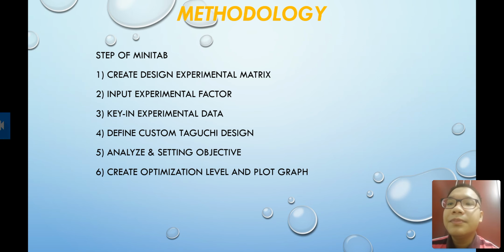Okay, these are the steps in Minitab. First, create the design of experiment matrix. Second, input experimental factors. Third, key in experimental data. Fourth, define the custom Taguchi design. Fifth, analyze and set the objective. And sixth, create the optimization level and plot the graph.